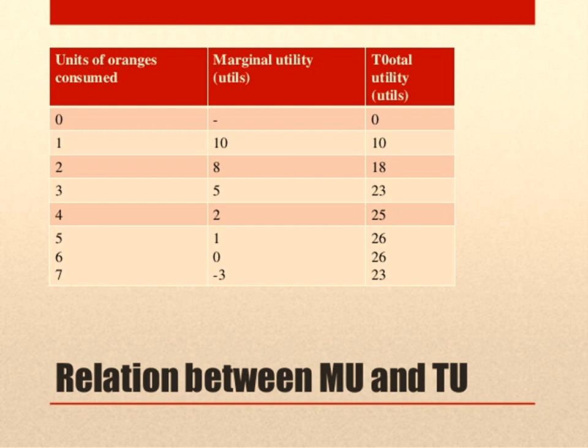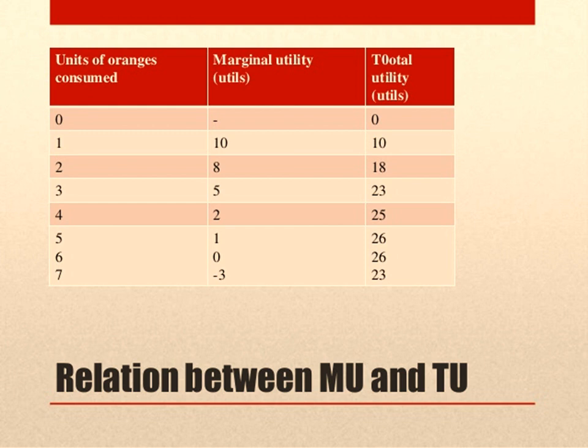So we can see that in the fifth, sixth and seventh oranges. When we consume the sixth orange, our total utility is the same as the fifth orange. Then what will happen to the seventh orange? The total utility starts to decline, decrease. That means the vomiting stage, and marginal utility becomes negative. So that is the relationship between MU and TU.